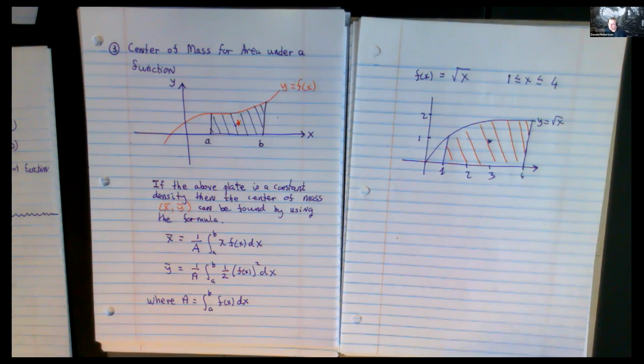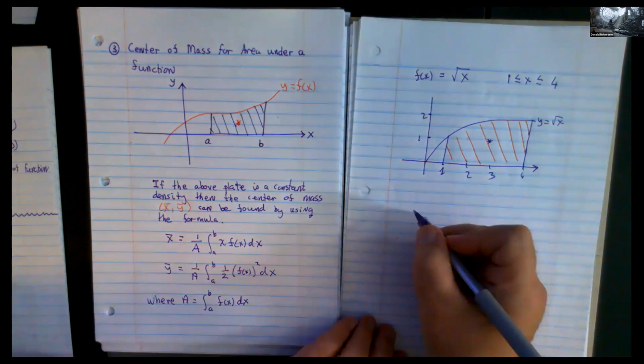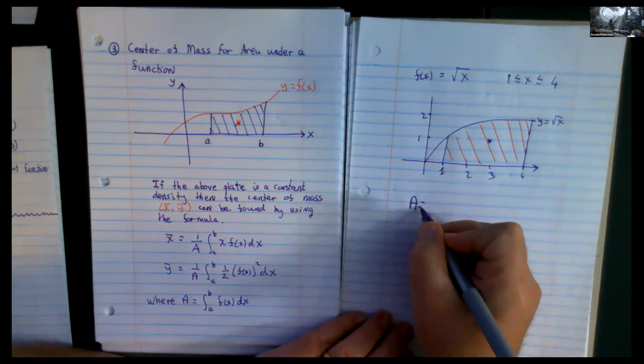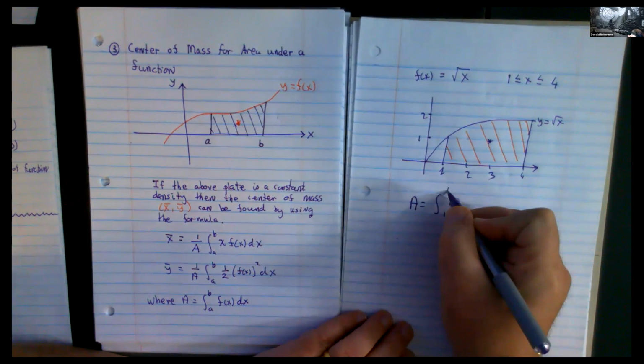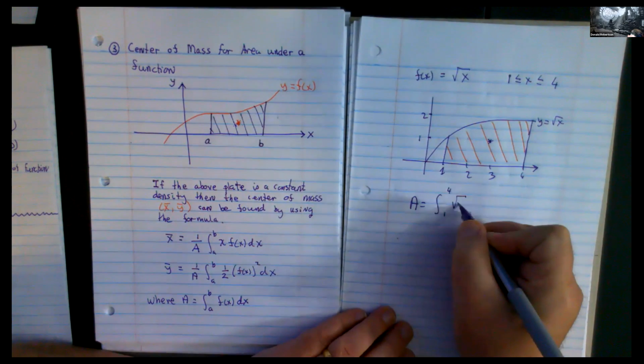Kind of sort of in the middle of the shape. Does that make sense? That's where it should go. So, first thing you do is you find A, which is the integral from 1 to 4 of the function dx.